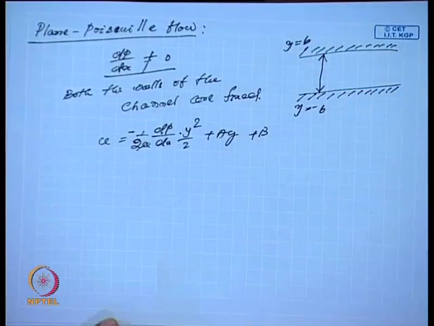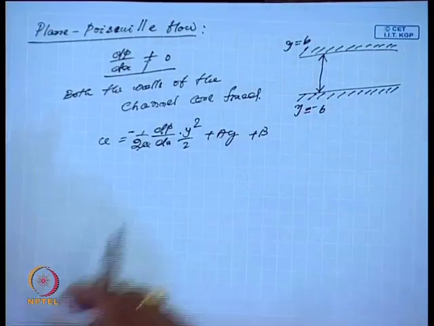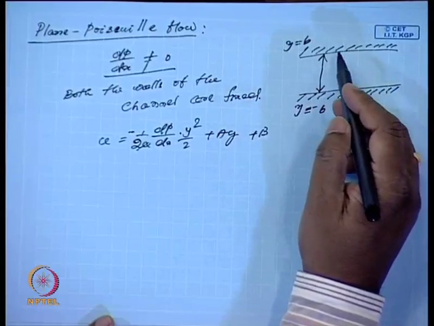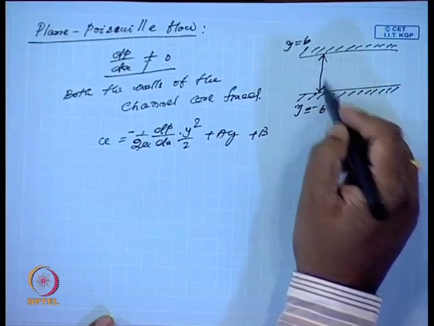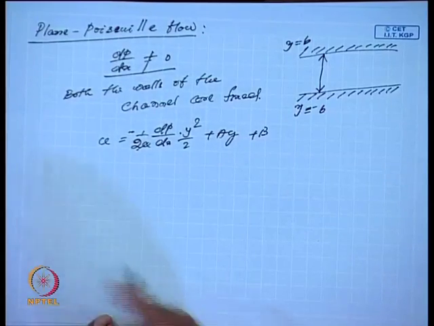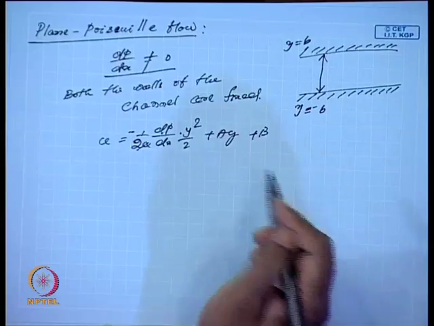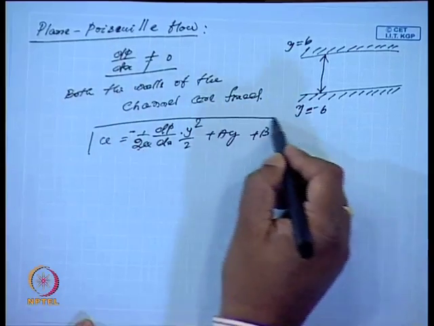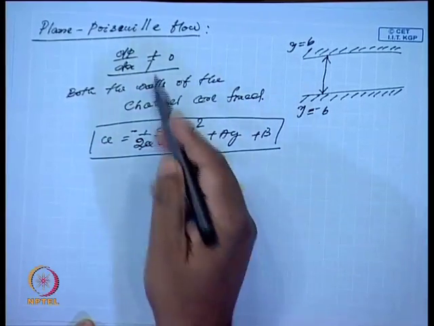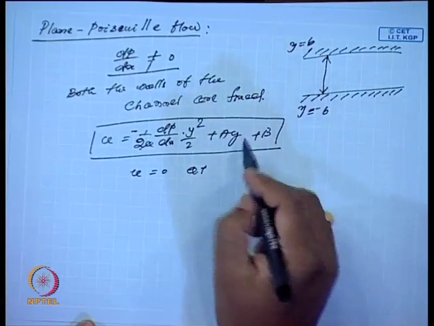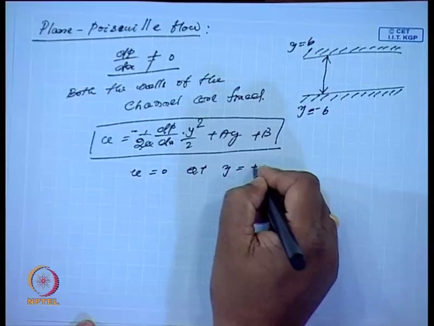You can always use the same notation, but there is no harm in choosing a different notation; the distance can be from 0 to h. In the previous Couette flow we have taken this distance as h, here we are taking this distance as 2b, it does not matter. So, u is equal to minus 1 by 2 mu dp by dx y square by 2 plus a y plus b is the general flow, in which dp by dx is not 0 and u is equal to 0 because both the walls are fixed. So, u is equal to 0 at y equal to plus minus b.